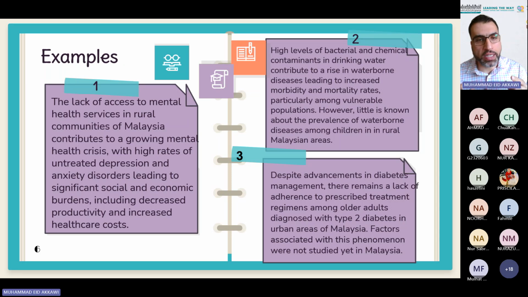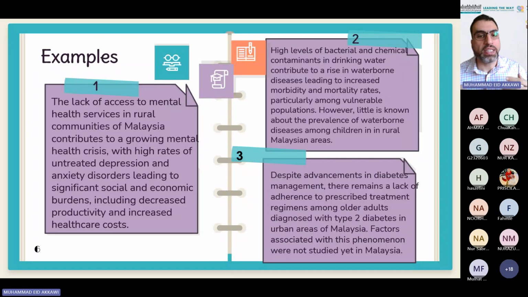Any older adults with DM, because we have two types of DM, type 1 and type 2. So here I specify type 2 diabetes mellitus, where I am going to conduct my research in urban areas of Malaysia. So not in rural areas, but in urban areas of Malaysia.